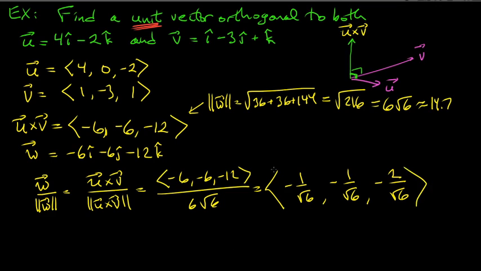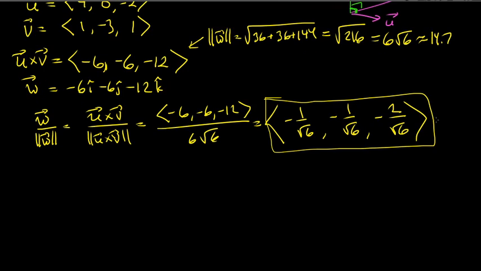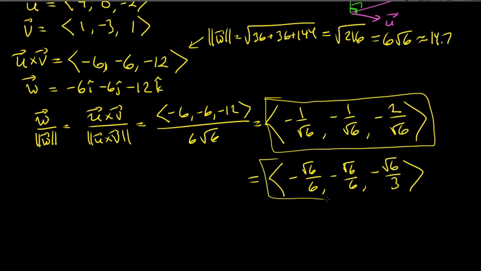And that's good enough. Remember, you do not have to rationalize the denominator. No longer is that required. If you did, you would get the following vector: -square root of 6 over 6, -square root of 6 over 6, and then -2 square root of 6 over 6. Oh, which is -square root of 6 over 3. So either way, and you can write them with i's, j's and k's as well if you like.